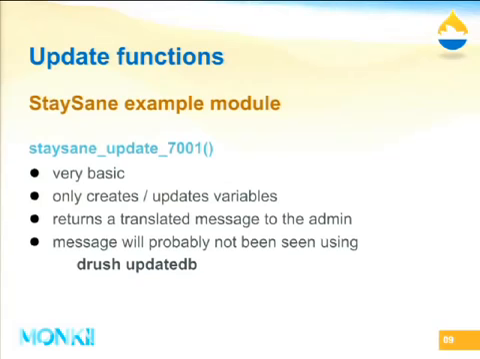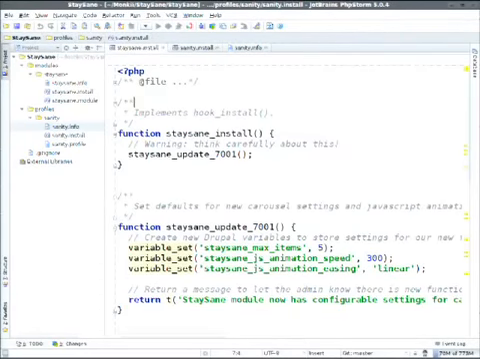So I'll just show you a really basic example of an update function in an example module. This is the stay sane install function. Can you read that at the back? Is it too small?